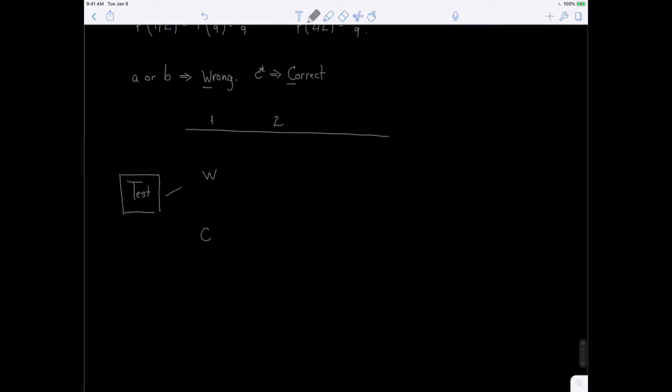Now, let's take our second question. If you pick A or B, well, then you would get the second question wrong again as well. If, though, you picked C, your answer would be correct. Now, let's say you got the first one correct, and then on the second one you can either be wrong or you can be correct.